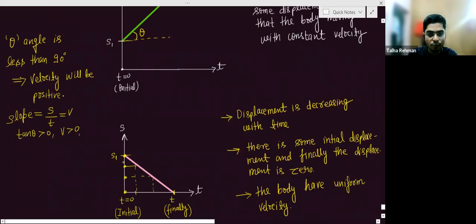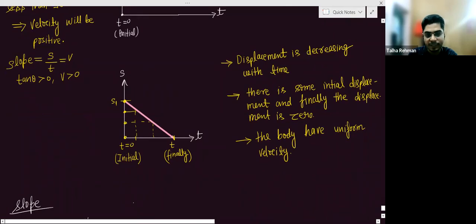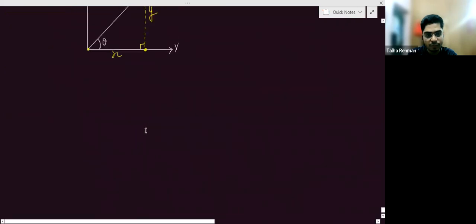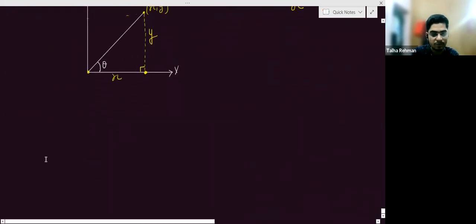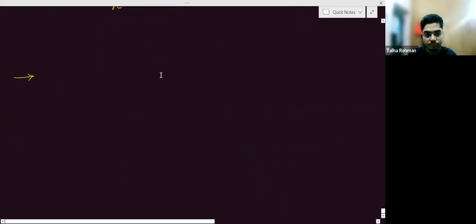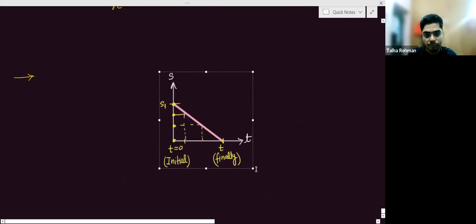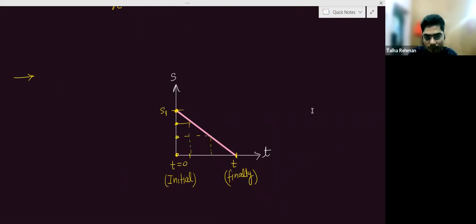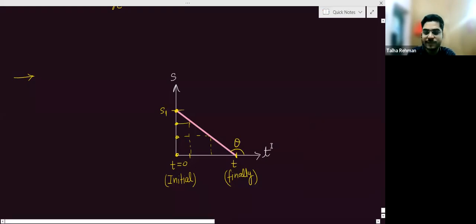Okay. Now if I take this graph and talk about its slope, this is the graph. If I want to find the slope, suppose this angle is theta. Can you tell me whether this theta will be greater than 90 degrees or less than 90 degrees? Just think.